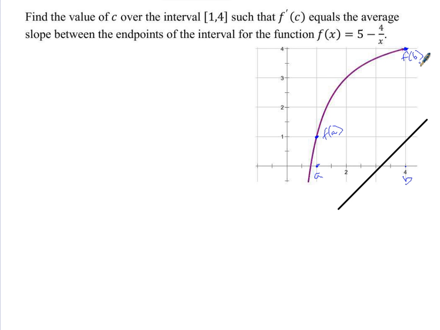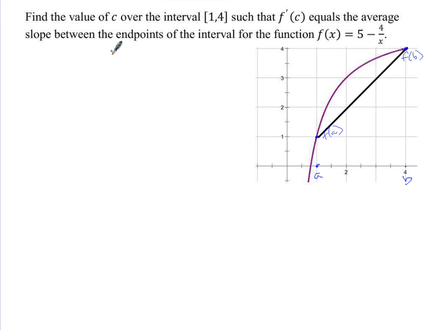You don't have to do this on your homework problems or whatever. I'm just trying to help you visualize what's going on. So now we take our secant line and put it there. So now we're going to calculate the slope of the secant line. And we do that using the slope equation, f of b minus f of a over b minus a.